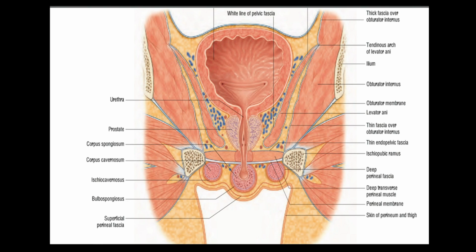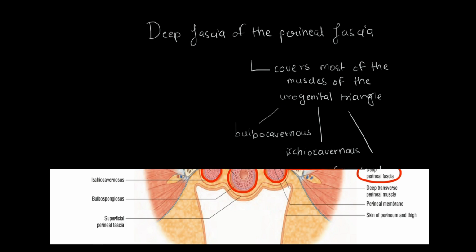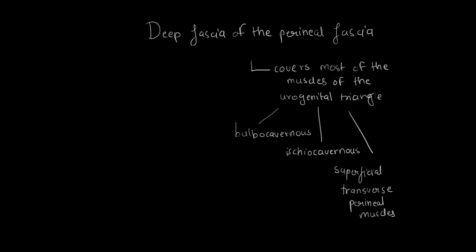And then let us study the other fascia that's known as the superficial perineal fascia. After the superficial perineal fascia, we have the deep perineal fascia. The deep perineal fascia, as you can see, lines the internal muscles of the perineum. Now let us know more about the deep perineal fascia. The deep perineal fascia covers most of the muscles of the urogenital triangle, including the bulbocavernosus, the ischiocavernosus, and the superficial transverse perineal muscle. We're going to look into these muscles in more detail later, but now let us first go with the flow and get to know more of these structures, and let's do the muscles in the end.